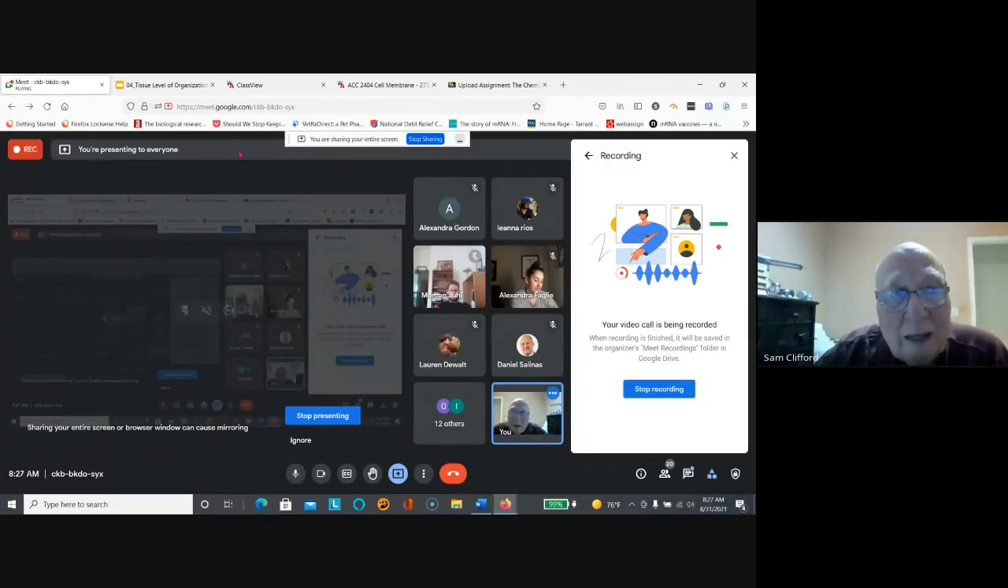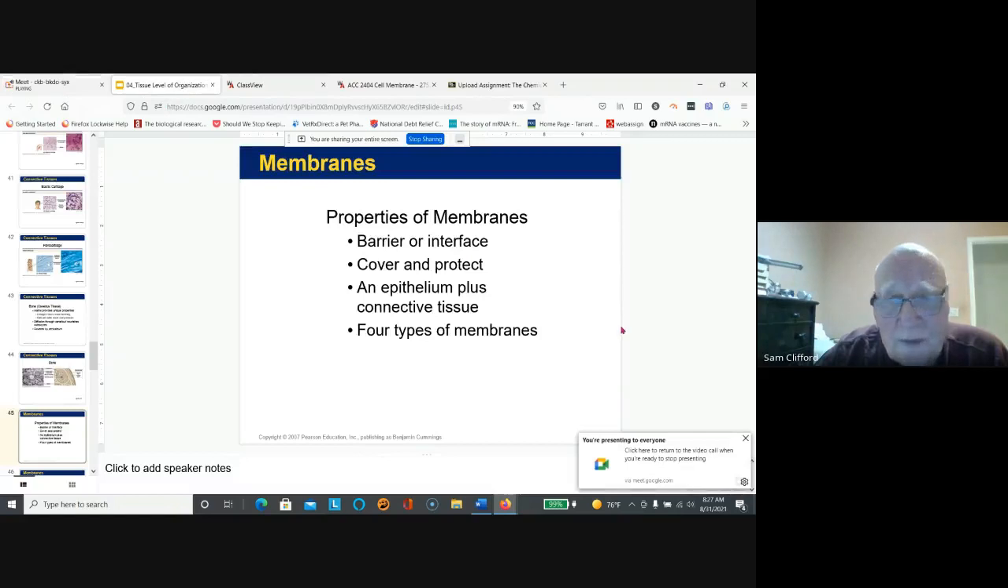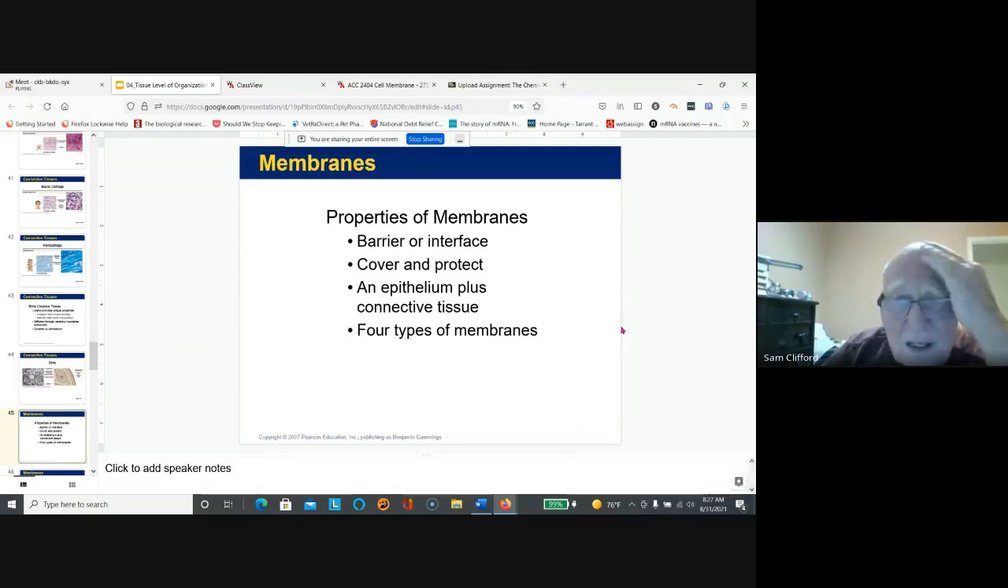Okay, so we go back to our PowerPoint. We have membranes. The cutaneous membrane is your skin. You have the membrane in synovial joints. You have the membrane that lines your peritoneum or lines your body cavities. And I'm forgetting one. So a barrier, cover and protect, epithelium plus connective tissue, and 4 types of membranes.